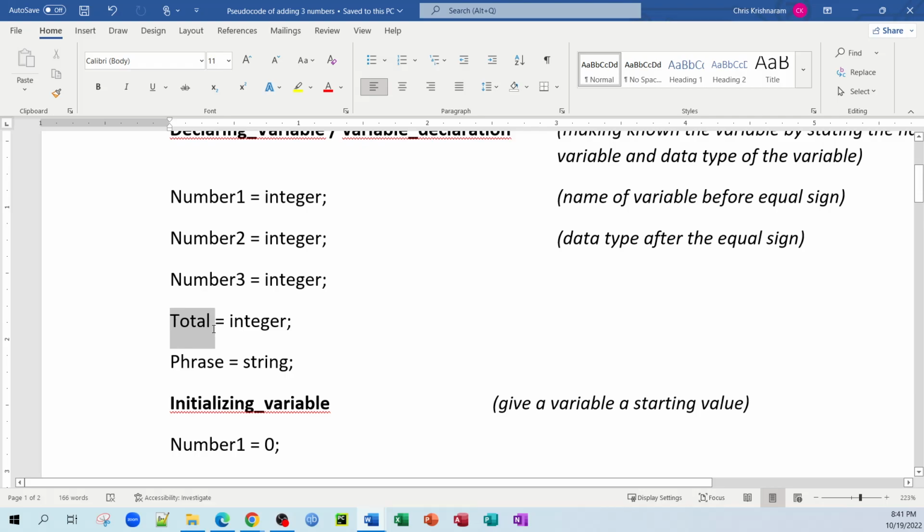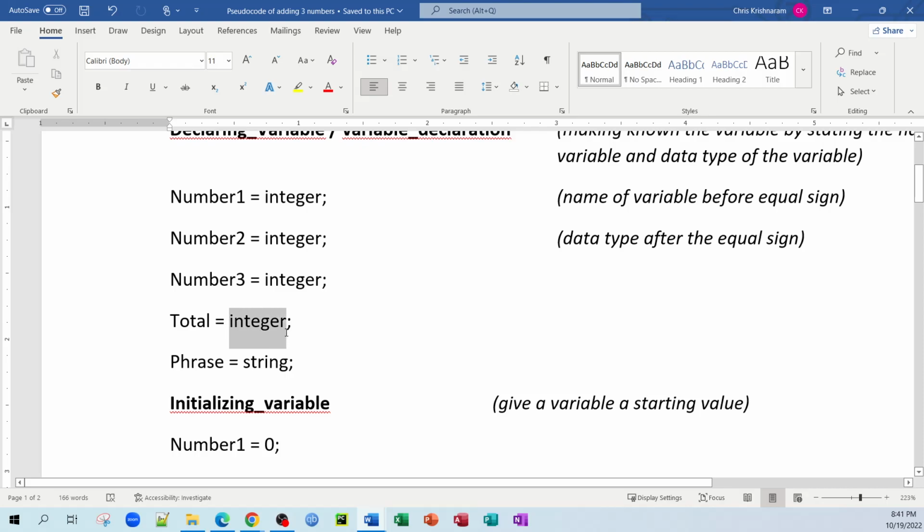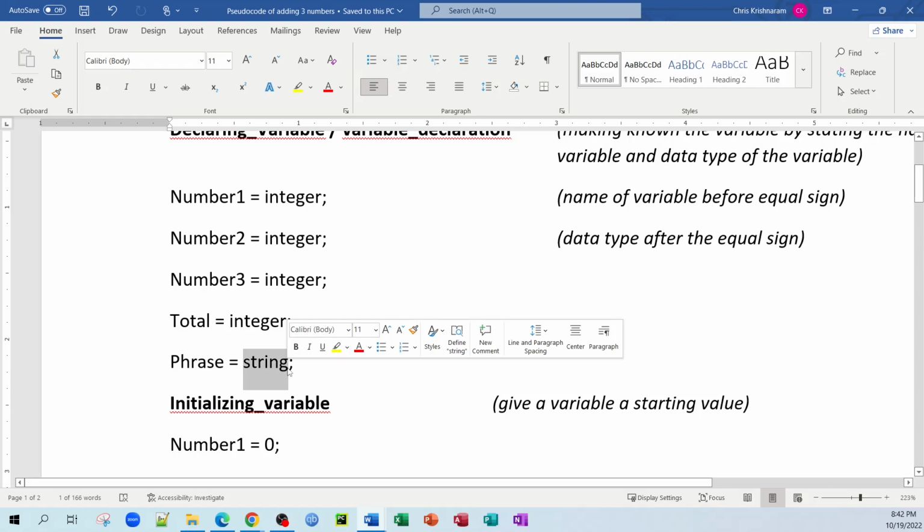We're going to create a variable called total, because that signifies what we're doing. We are getting the total of the addition of these 3 variables here. So we're going to call that an integer data type. We're basically declaring our 4th variable here. Now we have another variable here. If you notice, I'm declaring a phrase and it has a string data type. So it's a pattern. You basically put the name, the equal sign, and whatever the data type is after the name of the variable.